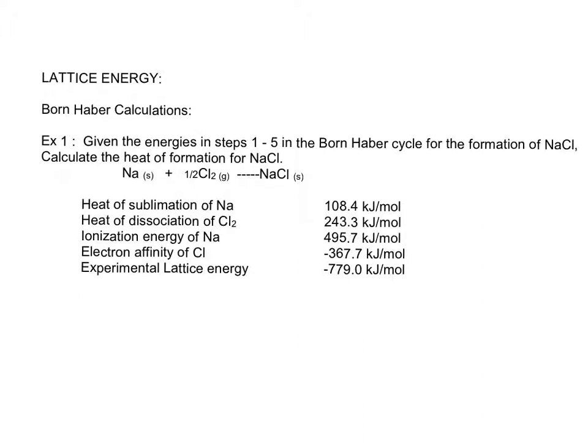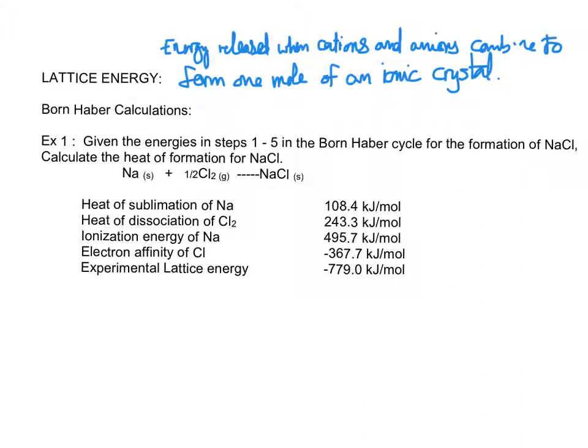Today we're going to talk about ionic bonding and more specifically lattice energy. So we'll start with the definition of lattice energy. Lattice energy is the energy that's released when cations and anions form 1 mole of an ionic crystal. So let's write that down. Again, it's the energy that's released when cations and anions combine to form 1 mole of an ionic crystal.